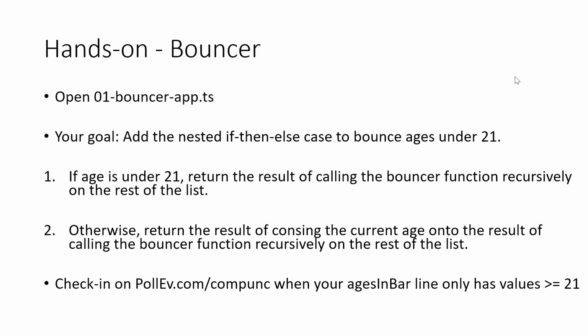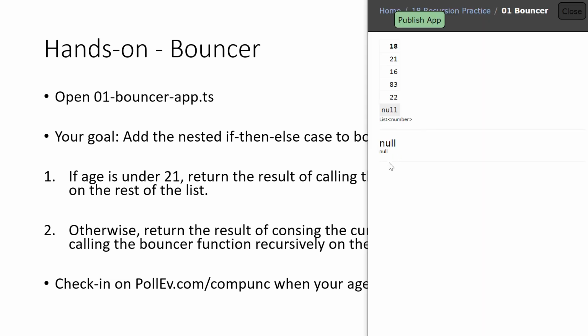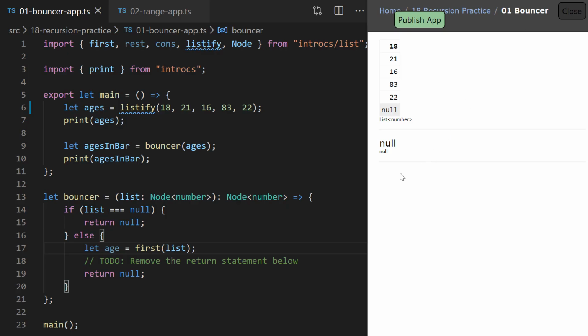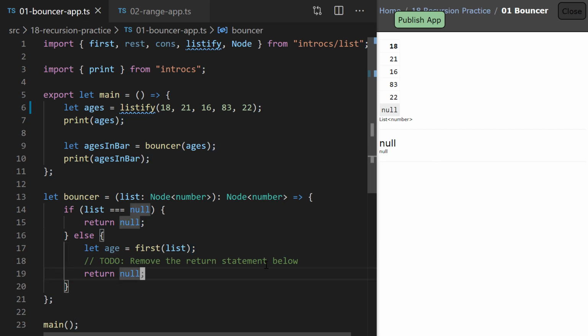So pause the video here, try and implement this logic on your own, and continue once you've got the subsequent list of ages that's printing that will only be those values that are 21 or over. All right, so let's try implementing this together and talking through the same series of thoughts that you had as you were implementing this. So we need a conditional here.